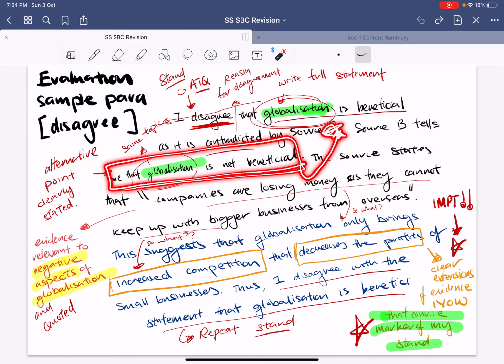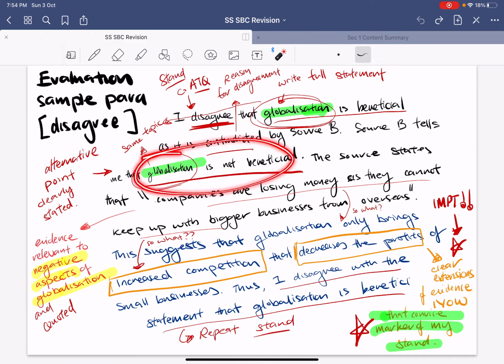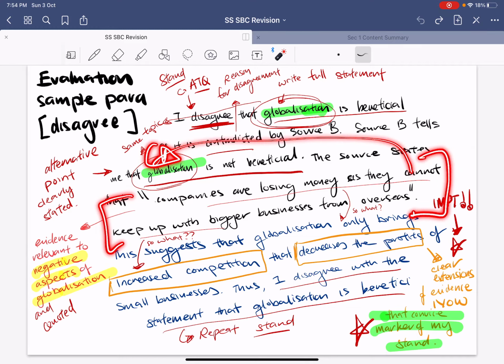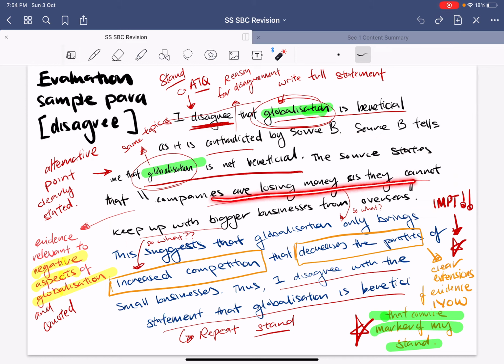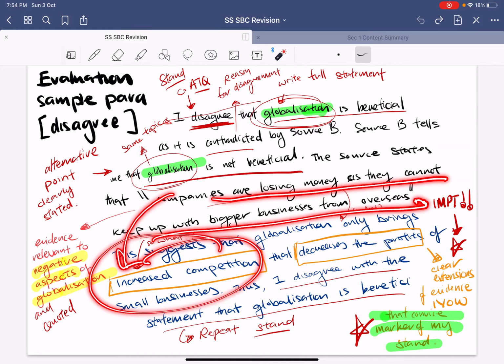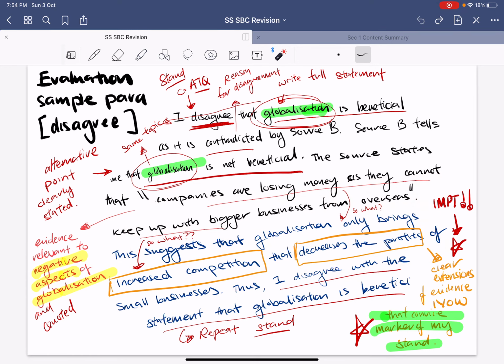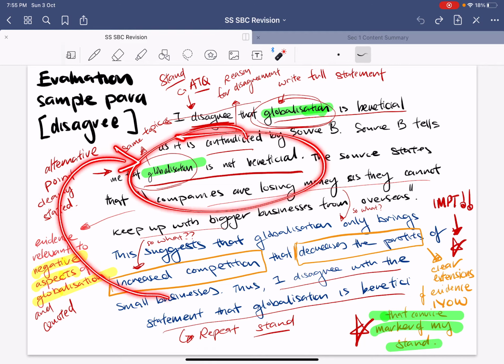Then after that, I'll move on to my evidence. Now, because this is a negative thing, make sure my evidence is related to negative aspects of globalization. In this case, it says companies are losing money. They cannot keep up with bigger businesses. So what does this suggest? So what if they're losing money? So what if they cannot keep up? What does this imply? How do I extend this evidence? This implies increased competition. Losing money implies a decrease of the profits. So I'm making clear, valid extensions that help to explain back to my stand that globalization is not beneficial.